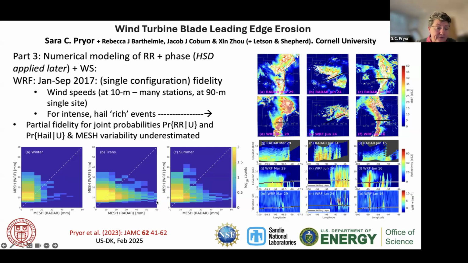The other thing, at least for our Milbrandt-Yau simulations, was that we underestimated the maximum estimated size of hail relative to our 9 radar observations. So essentially, WRF seemed to collapse that maximum estimated size of hail into a much smaller range than the radar report. So that would tend to lead to a negative bias in our erosion climates.